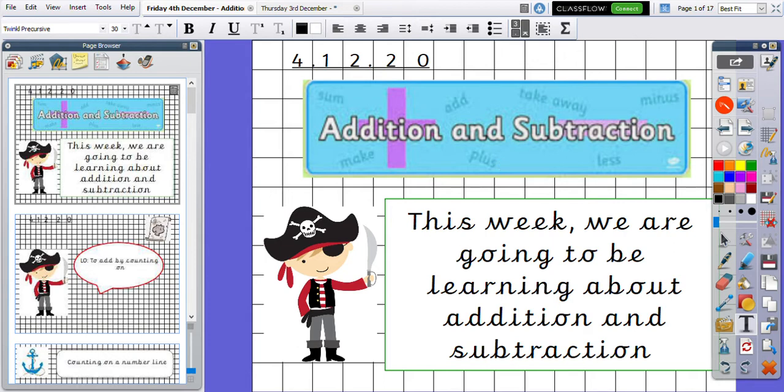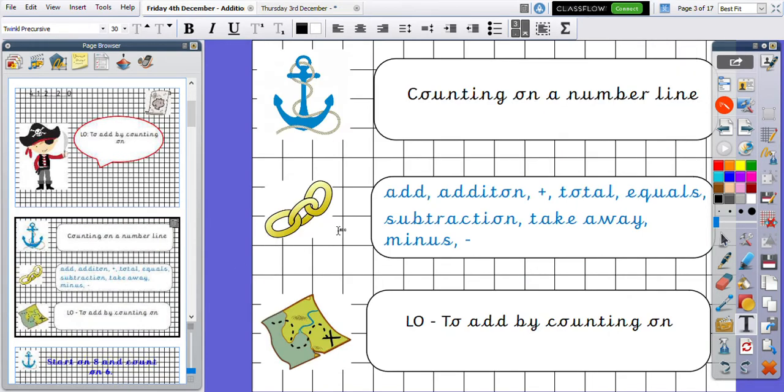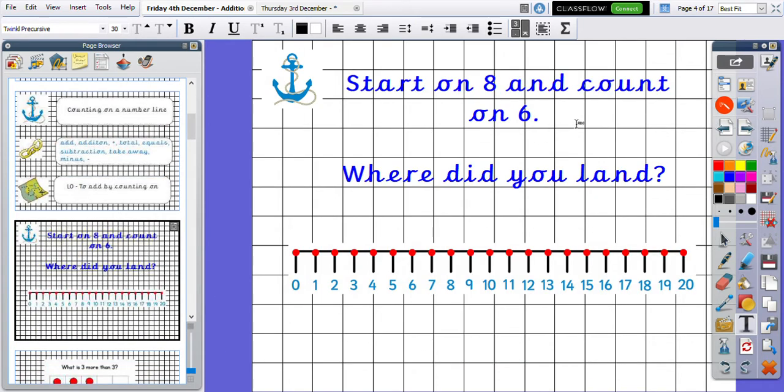So, we are going to finish our week looking at addition and subtraction. Our lesson objective today is to add by counting on. Our anchor for today is going to be counting on a number line. We're going to be using the same vocabulary as the rest of the week. And like I said before, our lesson objective is to add by counting on. So our anchor: we are going to start on 8 and count on 6.